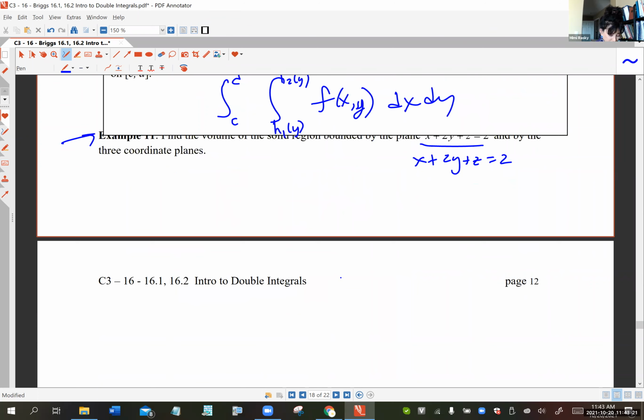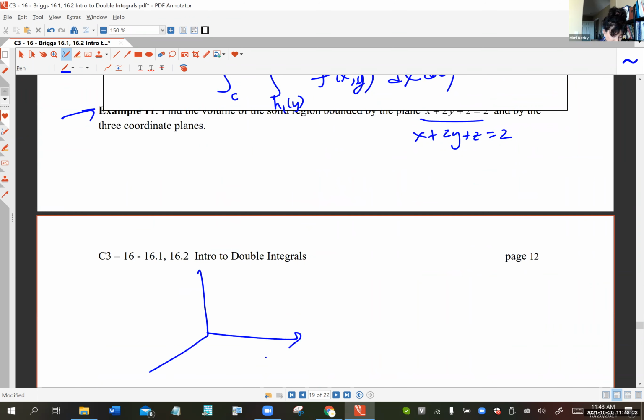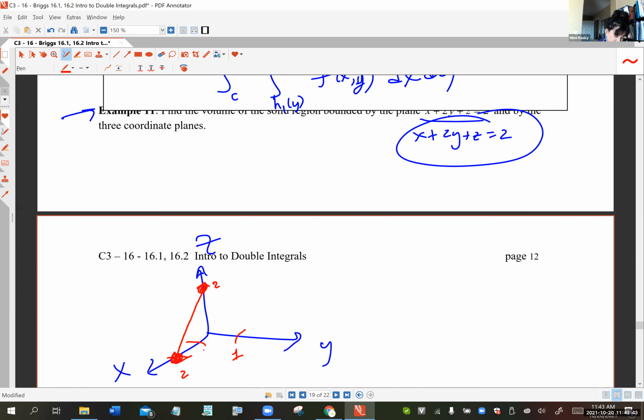So what I'm going to do here is actually graph the plane by hand, so you can see what the solid is going to look like. Graphing a plane by hand, you learned that 2 months ago. Find the x-intercept by setting y and z equal to 0. Find the y-intercept by setting x and z equal to 0, and then the z-intercept, okay? And there is the portion of the plane.